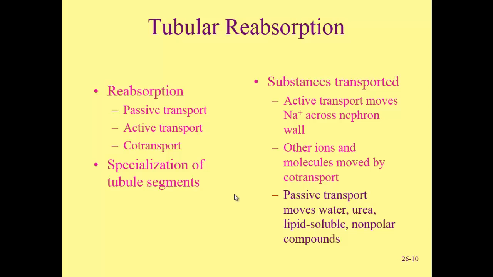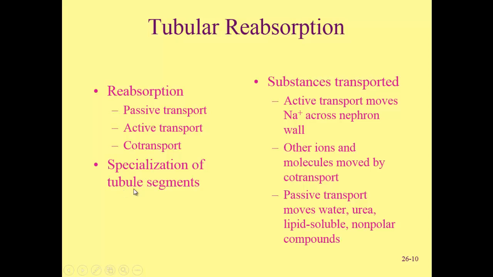So I don't expect you to know the difference among these and how each one is transported. Don't worry about that. Just know that when we talk about reabsorption, it can be either passive, like osmosis, diffusion. It can be active transport, where we're working against the concentration gradient with the use of ATP, or co-transport, where we're moving two substances together. So that's all you have to know. You don't have to go into the details of that. So each segment of the nephron is specialized to move certain things.